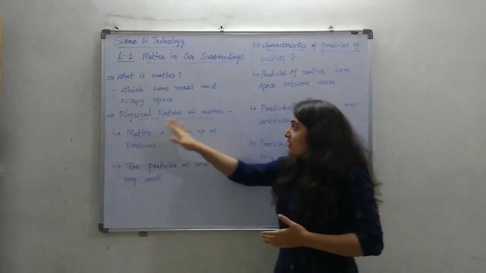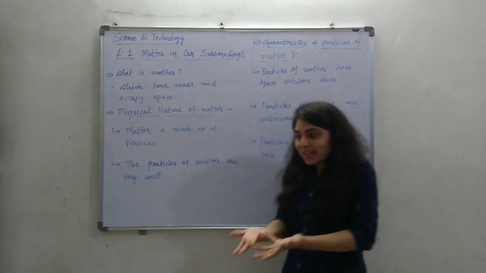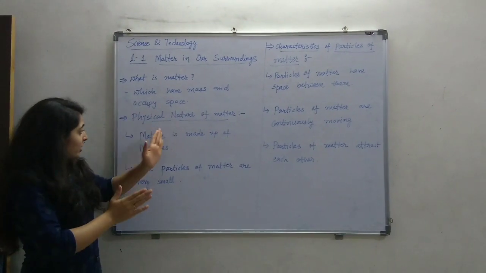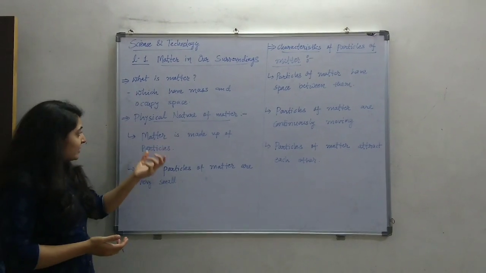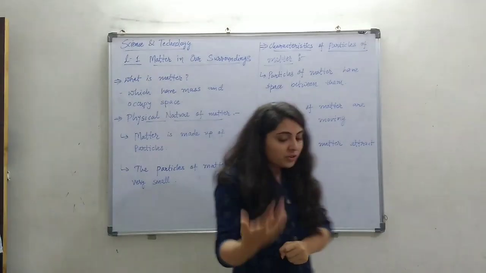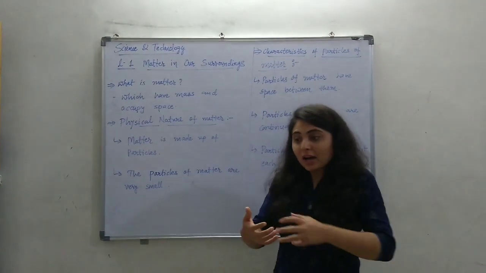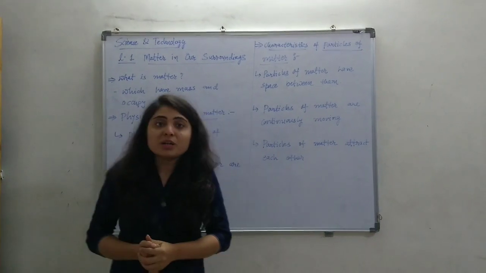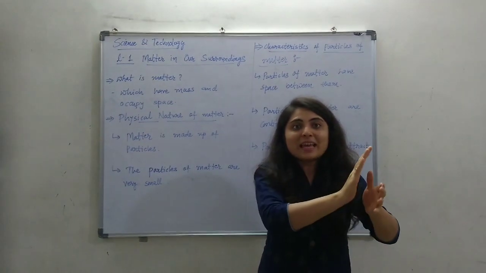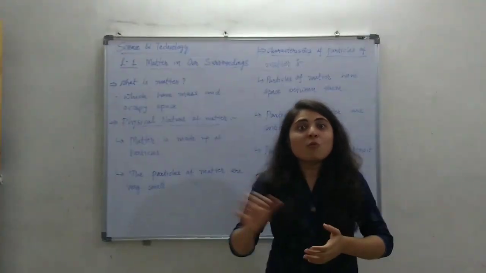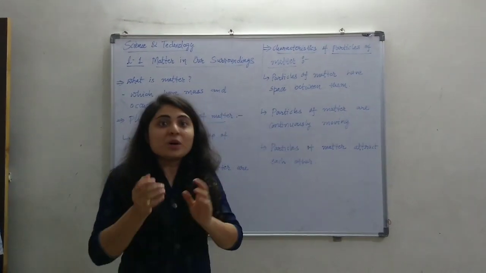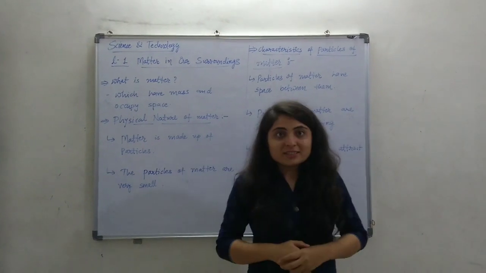Now first of all, what is the physical nature of matter? When we see any matter, what is its nature? How does it appear? According to modern science, matter is made up of particles. Earlier, it was believed that matter is continuous, like water, with no distinction. It is a continuous phase, but no, it is like a chalk stick.